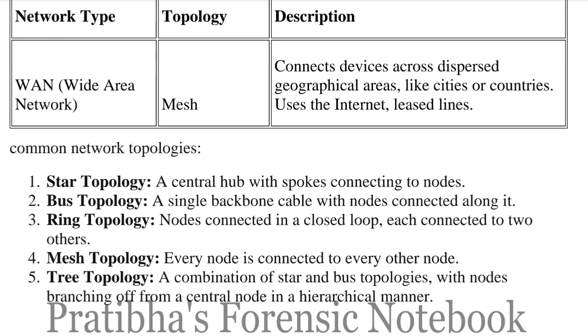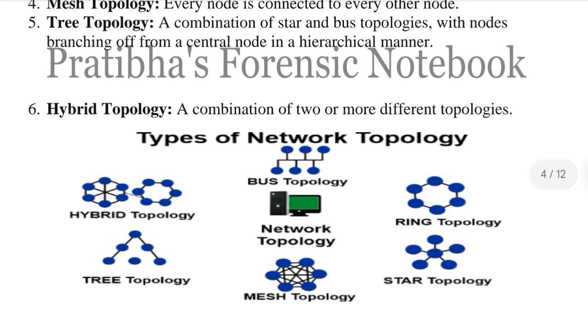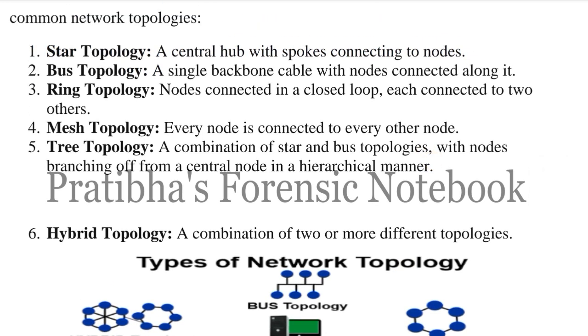Then, about topologies. Topologies are of various kinds, such as star topology, bus topology, ring topology, mesh topology and tree topology. In star topology, as we can see in the picture, one center hub is connected to other hubs. It means a central hub with spokes connecting to the nodes.